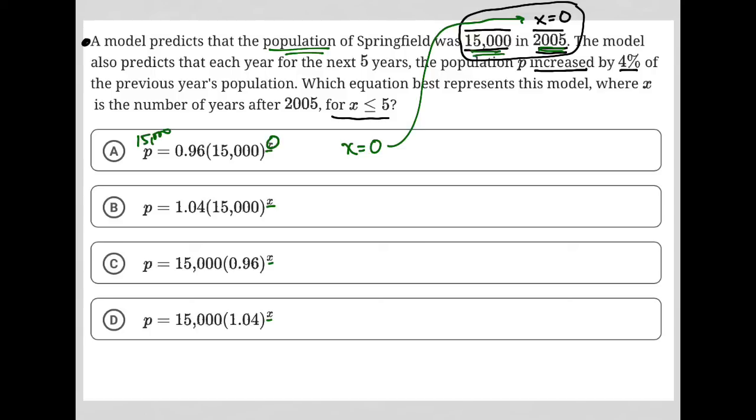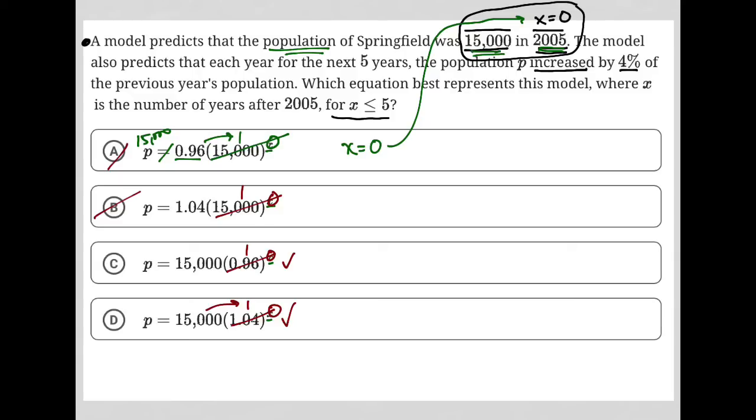And we can see there for choice A, that has not happened, right? 15 to the 0 power is just 1, and 0.96 times 1 is not 15,000, so that is gone. For choice B, if I put a 0 here, 15,000 to the 0 again is 1, so we know that's out. For choice C, I put a 0 here, 0.96 to the 0 power is 1, so we do get 15,000, so that's good. And for choice D, the same thing would happen. If I put a 0 here, this becomes 1. 15,000 times 1 is also 15,000. So both choices C and D are very good.